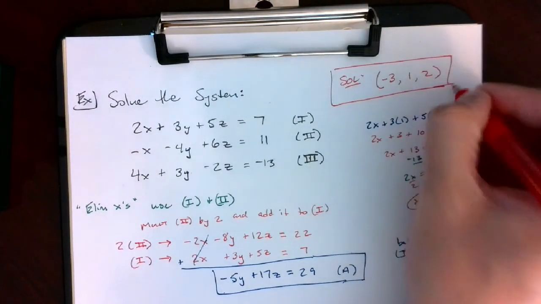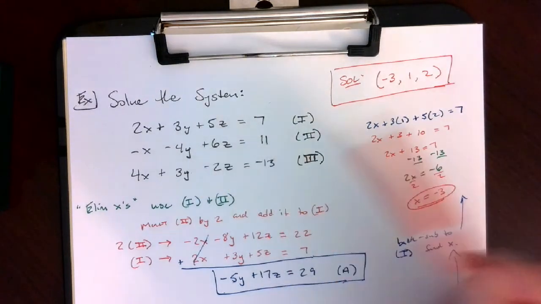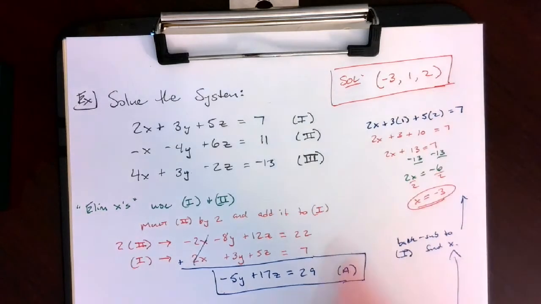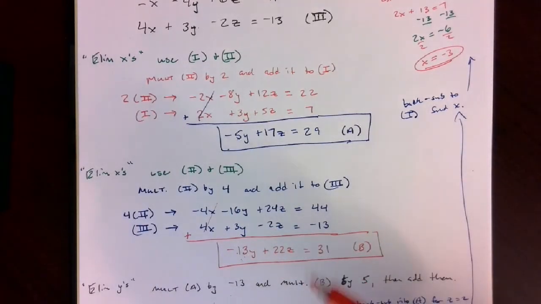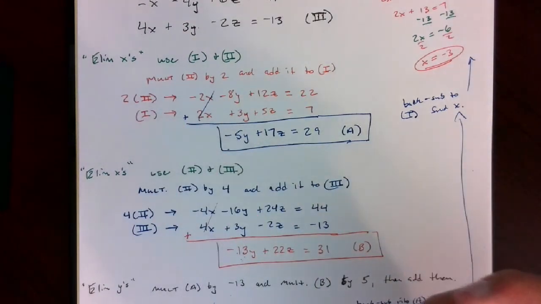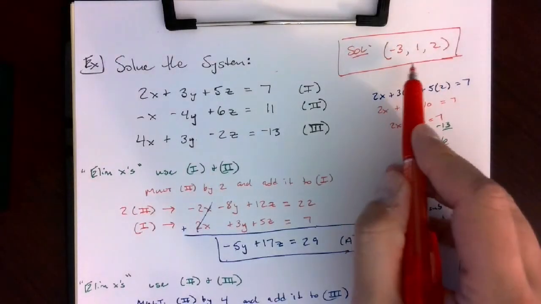That's the solution. That's the ordered triple that would make all three of these true if you're subbing into each of them. Keep in mind that because I chose to eliminate x's first, I solved for what I got on my own. If you chose to eliminate y's or z's first, you should get the same answer, but the steps in between will all look different. But that's okay, as long as you can get to the correct final answer.